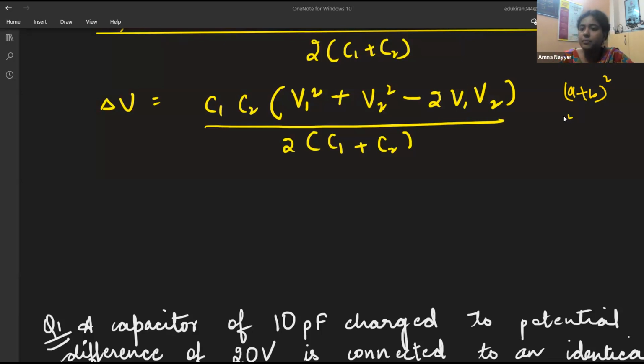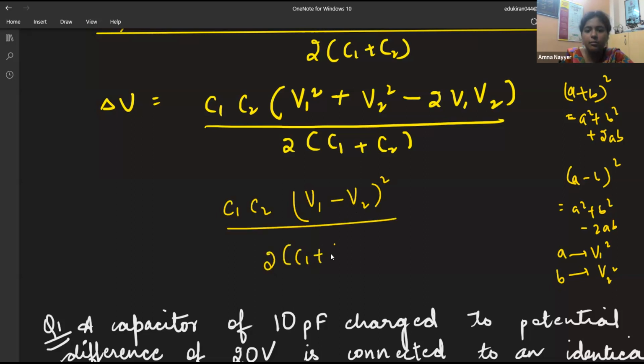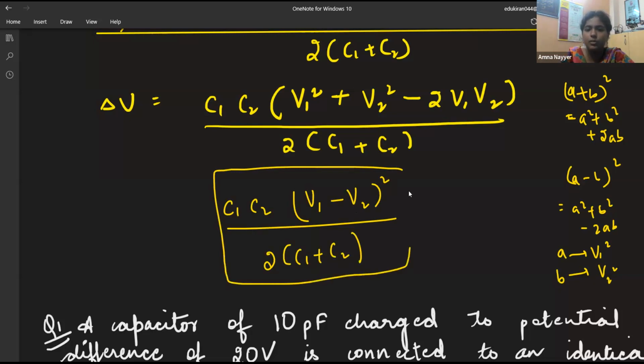Good. See, A plus B whole square is A square plus B square plus 2AB. A minus B whole square is A square plus B square minus 2AB. If my A is V1 square and B is V2 square, I can use this identity. It means I can write this entire bracket as V1 minus V2 whole square. And what all things are left? C1 C2 divided by 2 times C1 plus C2. That is exactly the formula which we have already obtained for energy. So this is the loss in energy when two capacitors are shared.